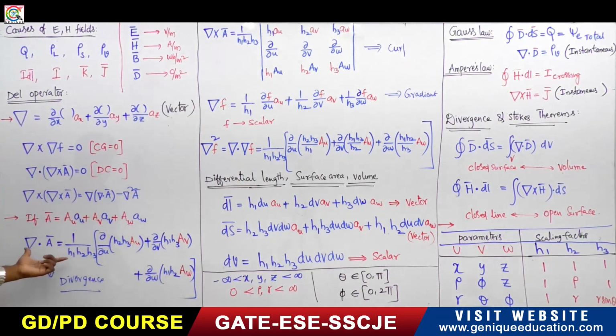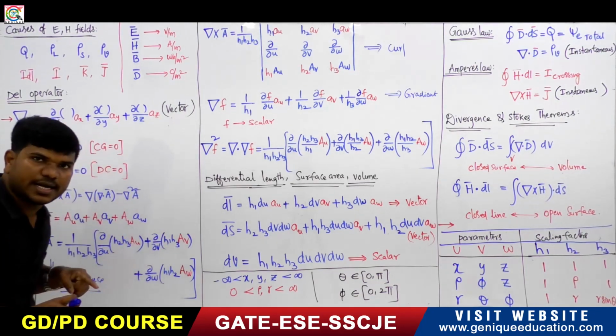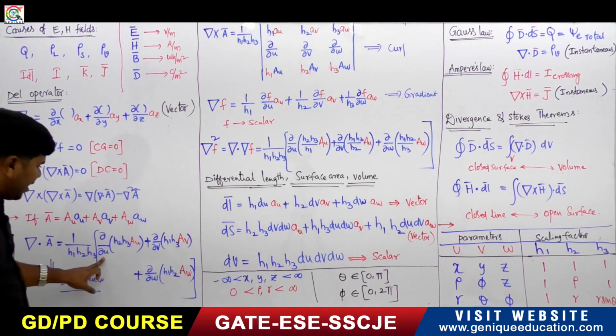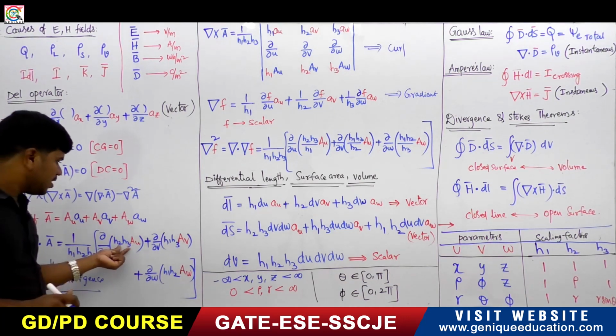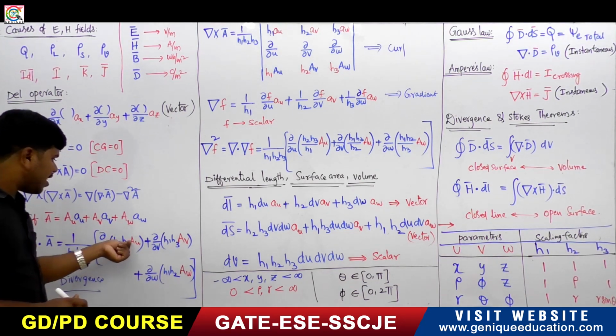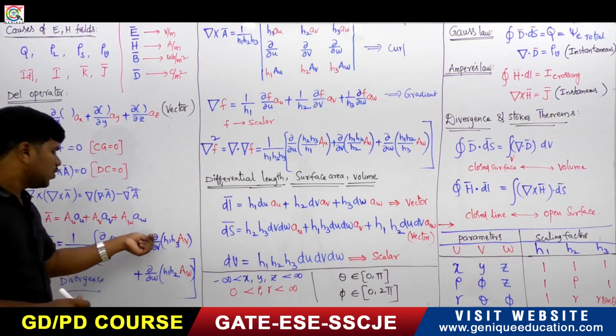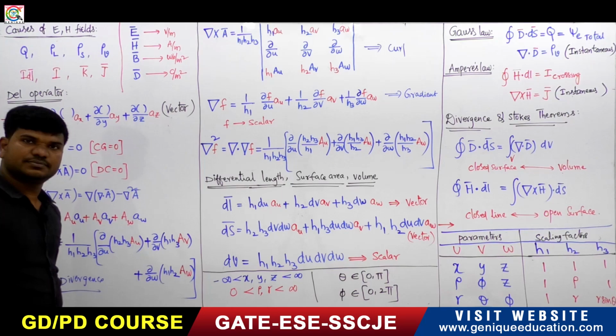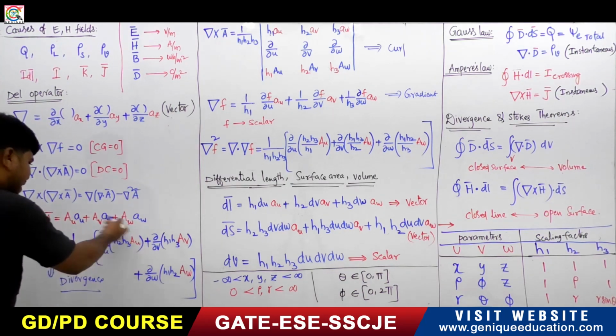Now come to the divergence operation. If I want to write it in terms of the Cartesian coordinates, the divergence operation del dot A is equal to 1 divided by H1 H2 H3, that is 1 divided by 1 into 1 into 1, times dou by dou x of H2 H3 Ax, plus dou by dou y of Ay, plus dou by dou z of Az. So I can write it like this.